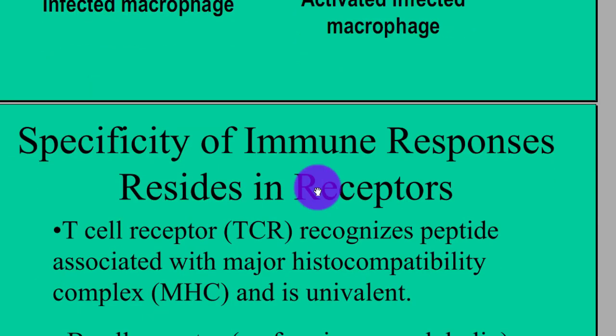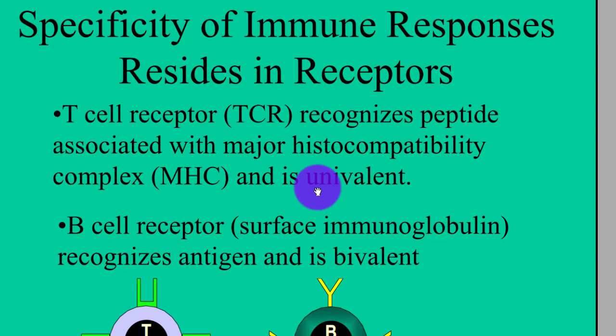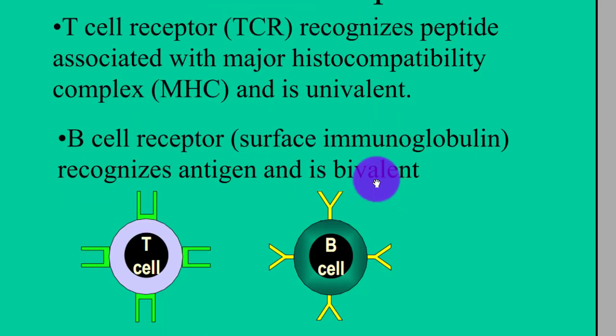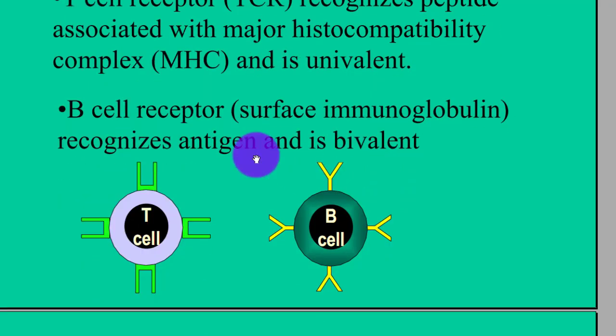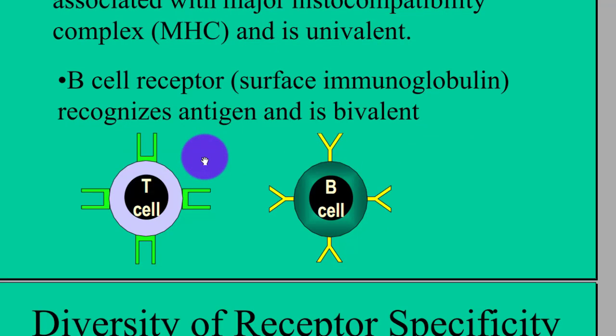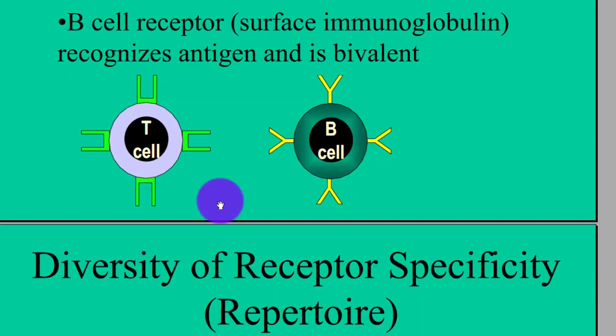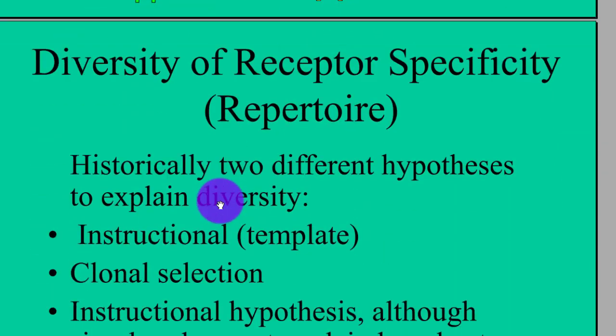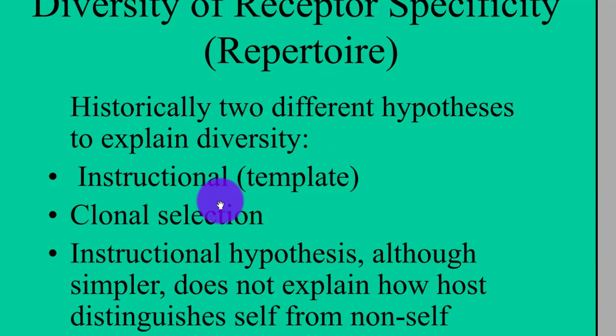Specificity of the immune response resides in the receptors. T cell receptors recognize peptide associated with major histocompatibility complex and are univalent. The B cell receptor, surface immunoglobulin, recognizes antigen and is bivalent. Here is the B cell receptor, and the diversity of receptor specificity repertoire.